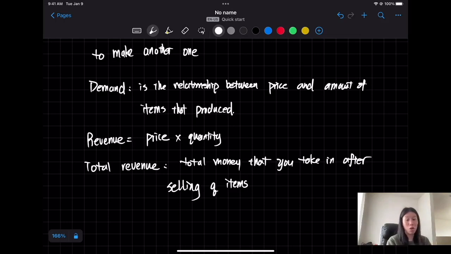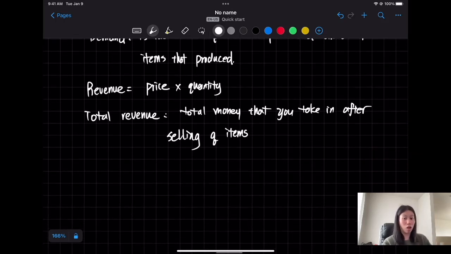Okay, and then you have the average revenue, which is how much money you're going to get for selling Q items. Basically, it is the price.